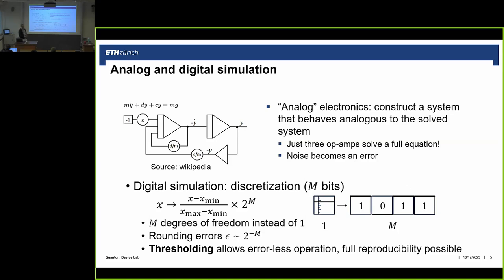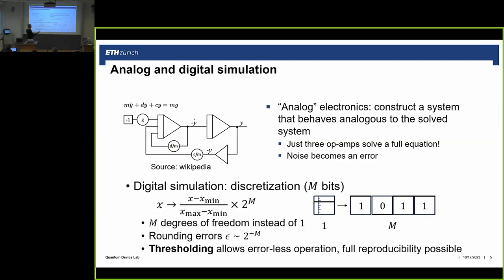There's a thing called analog electronics. Back in the 40s, 50s and 60s, if you wanted to do a simulation, you built analog electronics, analog computing. You construct a system that behaves according to the same laws as the system that you're trying to simulate. For example, for gravity, you can construct a circuit with three operational amplifiers, and it will be governed by the same differential equation. Then you can see how a ball falling down would behave if you look at the voltage at the right nodes. You just need three elements, and you can solve a differential equation.